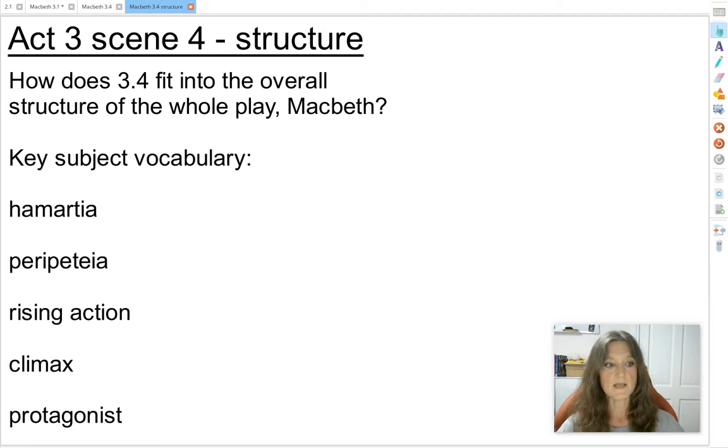So the first term is hamartia. The second term is peripeteia, and both of these words come from ancient Greek. A guy called Aristotle wrote a kind of literary criticism called Poetics, and those were two terms that he introduced there for analysing drama. And the next two terms you're probably familiar with: rising action and the climax of a piece of literature. And the last word, again, probably familiar, but we're going to go through it anyway, and that's the term protagonist.